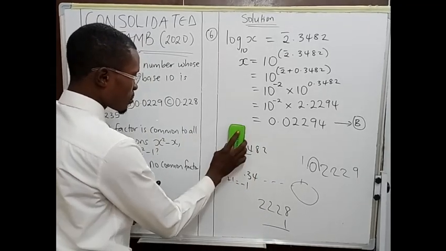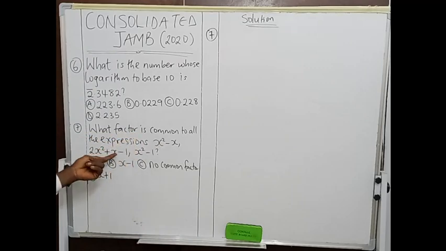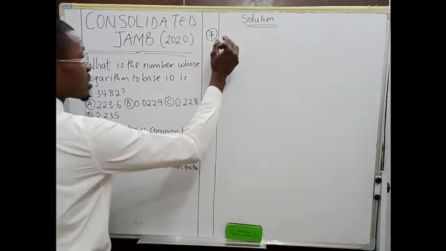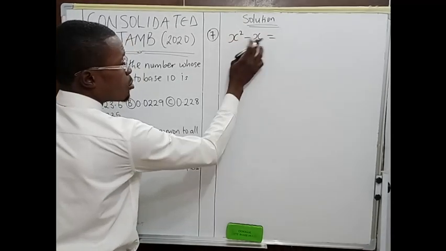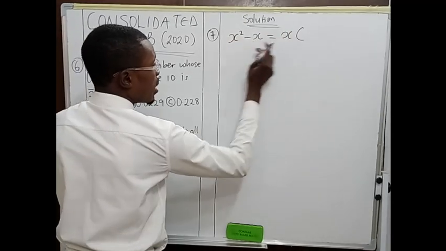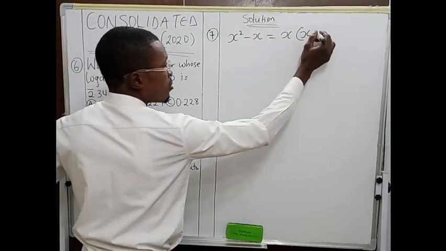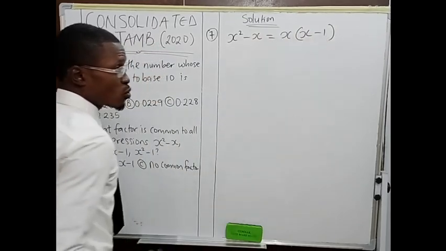Now go to number 7. We're told to find the factor common to all these expressions. To find the common factors, first of all, we simplify the expression. The first expression, you have x squared minus x. What is common? You have x common. Factor out x from here, you have x left. Factor out x from here, you have minus 1. So for this expression, x is a factor, and x minus 1 is also a factor.